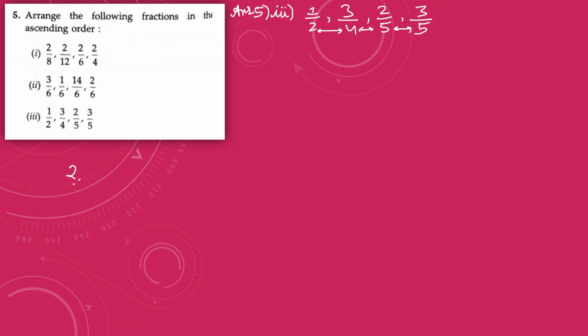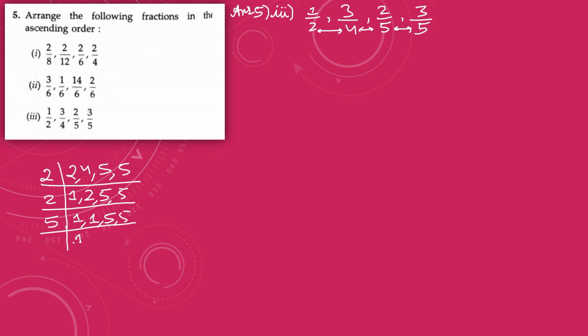So we write 2, 4, 5, 5. Simple way: we divide by 2 first because it is the first prime number. We get 1, 2, 5, 5. We divide by 2 again. I get 1, 1, 5, 5. Now I divide by 5. I get 1, 1, 1, 1. So the LCM is 2 into 2 into 5, that is 20. Because 2 into 10 is 20, 4 into 5 is 20, 5 into 4 is 20. That's why it is pretty common to see this value.